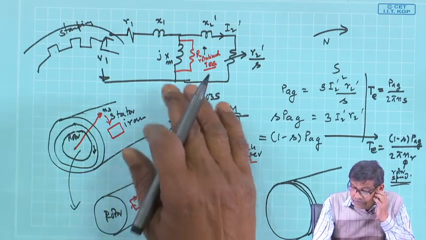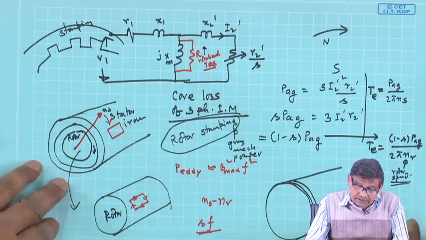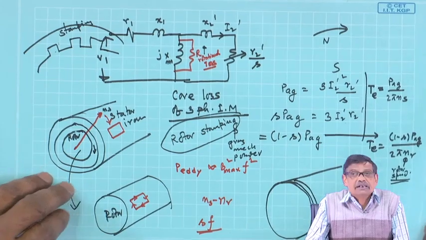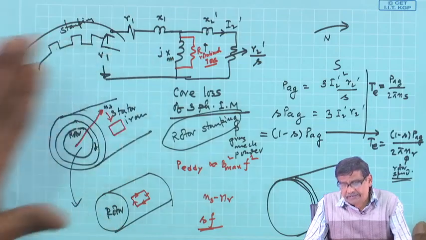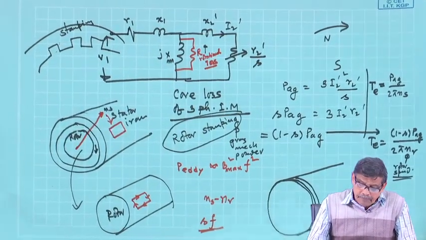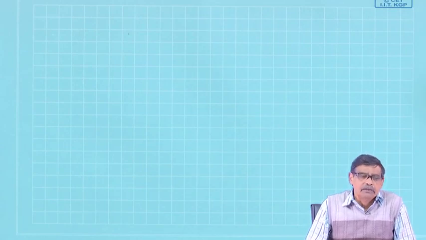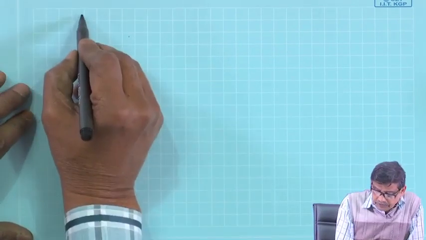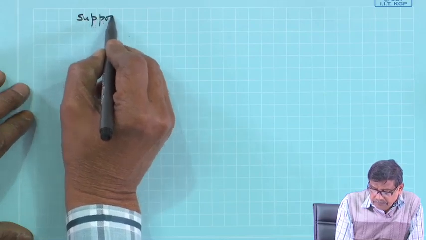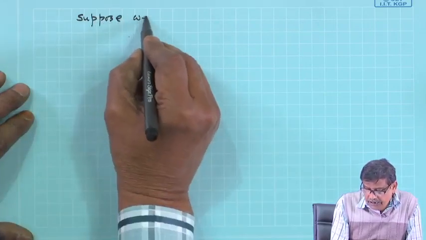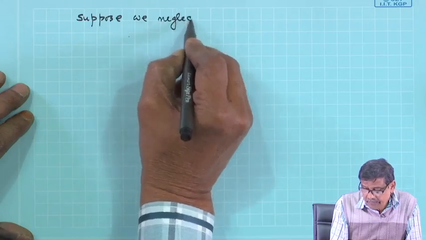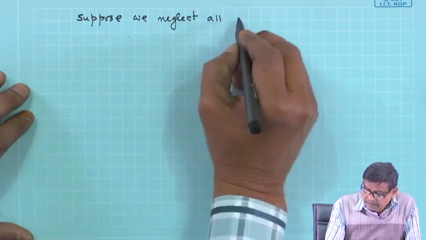Now, I will right now tell today another one thing, that is called the approximate equivalent circuit. So, this is somewhat exact equivalent circuit. Okay. So, one of the approximate equivalent circuit which is very popular, and you will find M. G. Say's book also emphasize that point. Suppose we say that, suppose we neglect all the stator impedances.